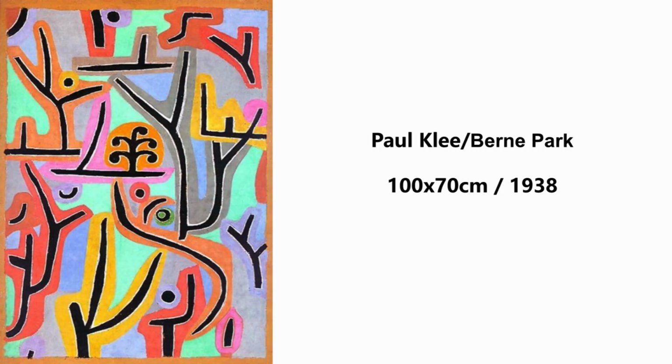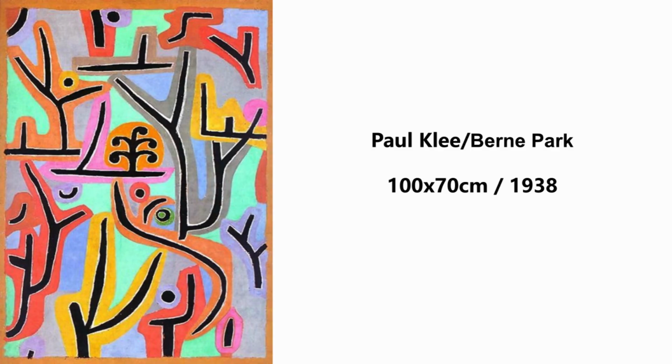Now, let's take a look at one of Paul Klee's well-known abstract paintings that focuses on lines and colors. It is called Burn Park. Burn Park by Paul Klee, created in 1938. It's a watercolor and oil painting measuring 100 by 70 centimeters. It reflects Klee's late artistic style during a period when he was living in Bern, Switzerland, after being forced to leave Germany by the Nazi regime.